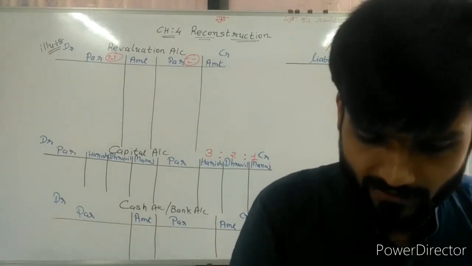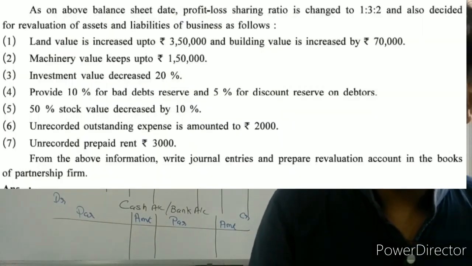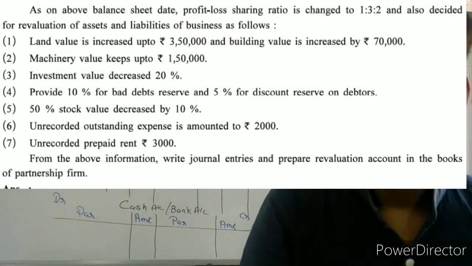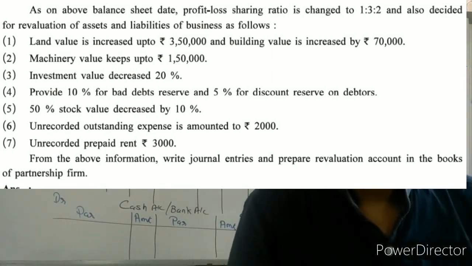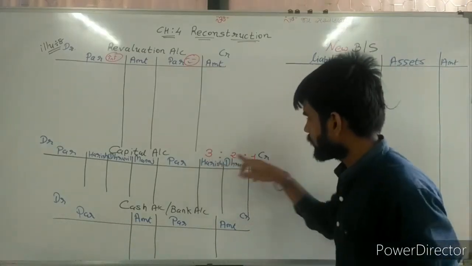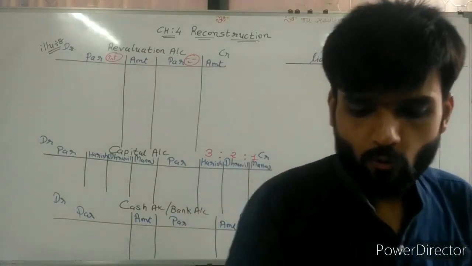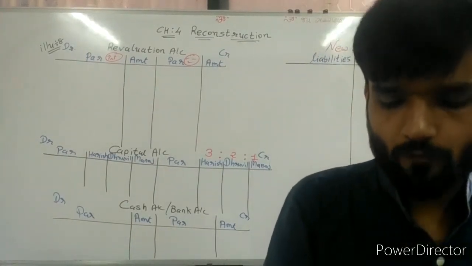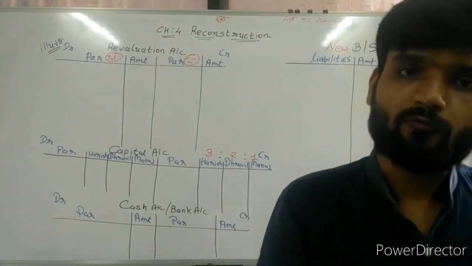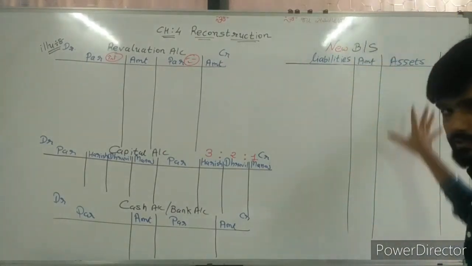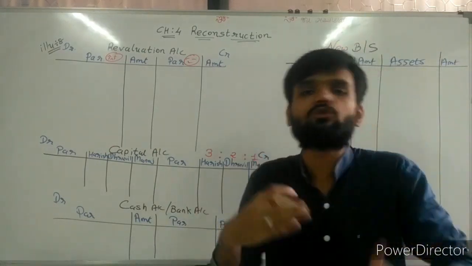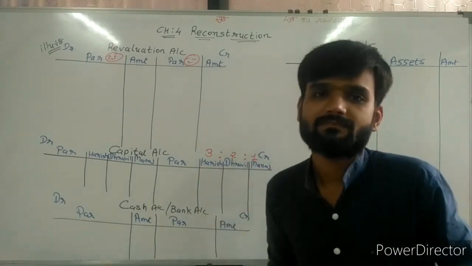Reading the next topic: as on the above balance sheet date, the profit and loss sharing ratio is changed to 1:3:2. Now the new profit and loss sharing ratio is there. Old ratio is 3:1, new ratio is 1:2. That is decided, and they also decided the revaluation of assets and liabilities of the business as follows. So in the balance sheet, assets and liabilities are given and they decided to revalue them.